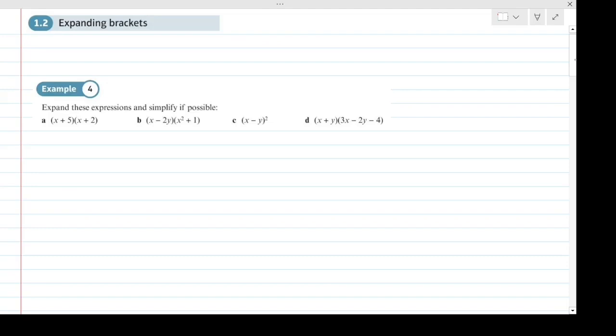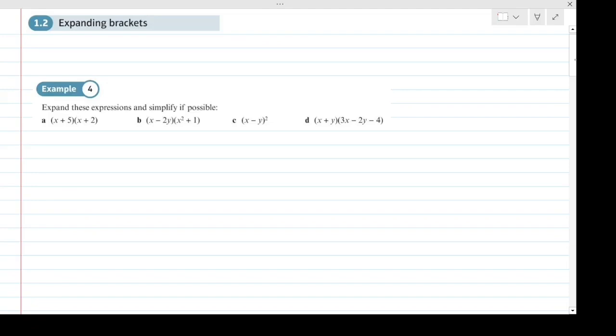And if you are using the FOIL method from GCSE, I would start to try and be able to expand things quicker without using the method, and hopefully going over this will make sense. So let's just start then.